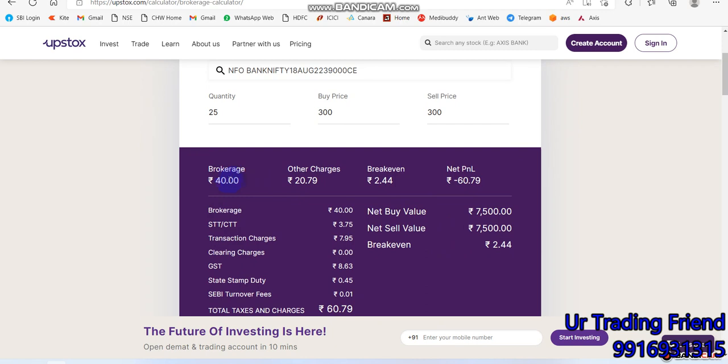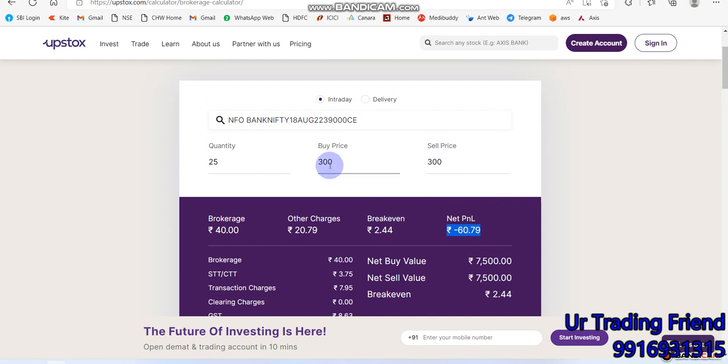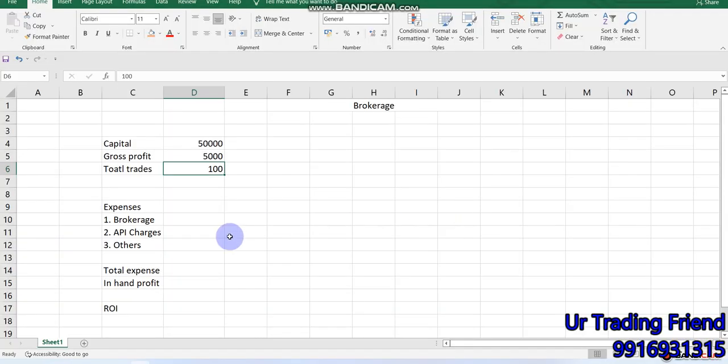You can see here brokerage is 40 rupees, other charges are 60 rupees, and break even is 2.44. Total, you will have to pay 60 rupees even if you are buying and selling at the same price. You are not taking any loss, also not taking any profit, still you have to pay 60 rupees to the government or to the Zerodha people. That is very important here. So that is 60 rupees you are paying, and into the total number of trades, 100 in a month, that comes to around 6,000 rupees brokerage in a month.